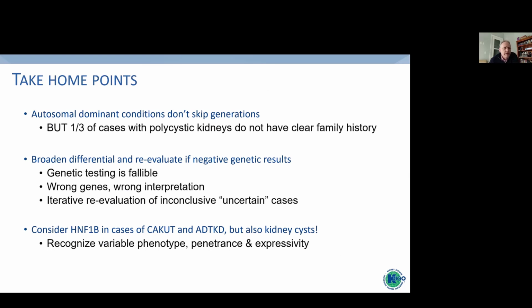So some of the take-home points from my section: well, autosomal dominant conditions don't skip generations, and so people may not think that it's an autosomal situation in the context of no family history. A third of cases with polycystic kidneys do not have a clear family history. At times, this is due to estrangement or distance from older generations. It may be due to incomplete medical history in prior generations, or it may be due to de novo or new variants that are developed in the index case.